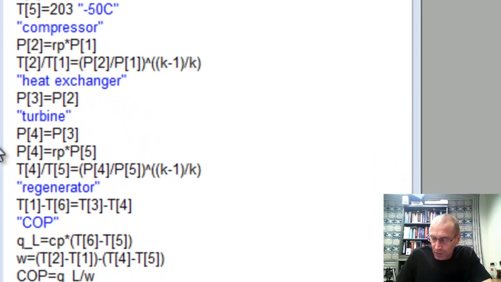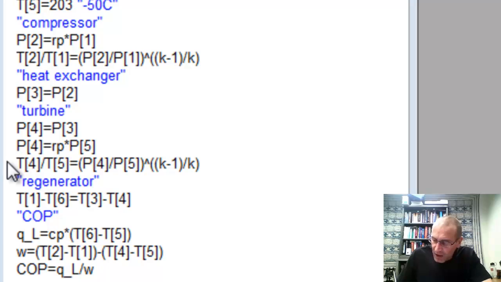So let's go ahead and look at our compressor equations. We have the pressure P2 is just going to be the pressure ratio times P1. And now I have my isentropic relations using a constant heat capacity. T2 over T1 is P2 over P1 to the (k minus 1) over k. And then in my heat exchanger, it just says that the pressure doesn't change, so P3 is P2.